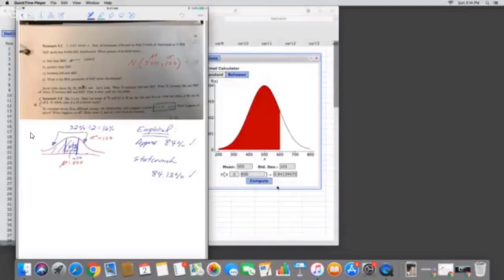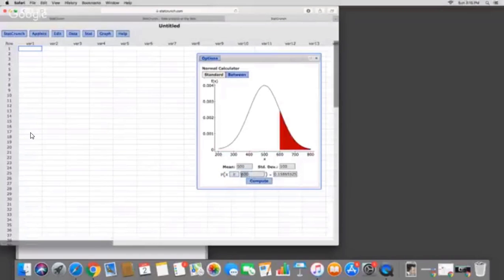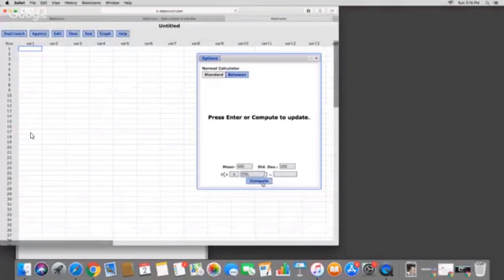I do not recommend that you ever use tables. Tables will slow you down and possibly make you not able to finish the exam. So please learn the empirical rule. Please learn StatCrunch well, using that normal calculator. It will be the difference in you doing well on the exams versus you not doing as well.